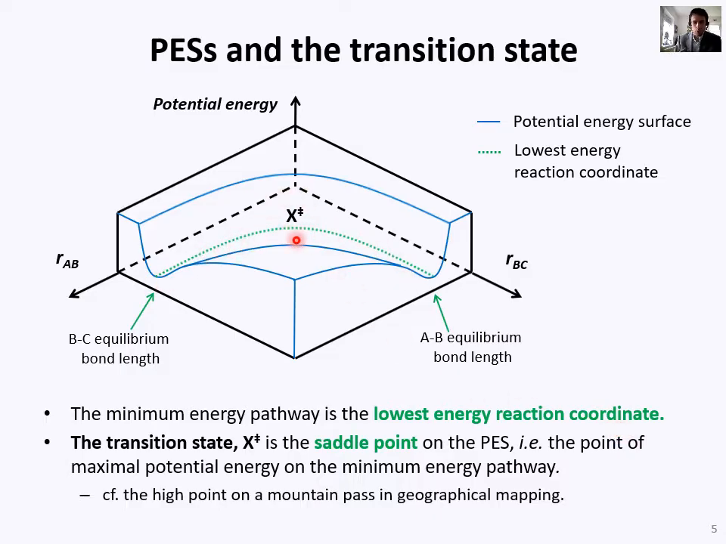An analogy would be the mountain pass. If you're trying to take the lowest altitude path, or the path that covers the least altitude, then you'd go through a mountain pass. And likewise, that mountain pass on a map, or on the ground, is the equivalent in a reaction space of this transition state. Okay.